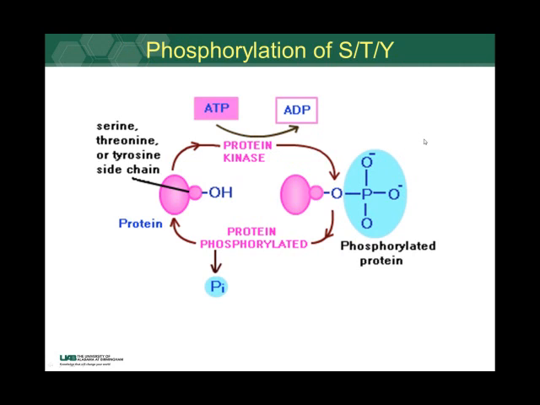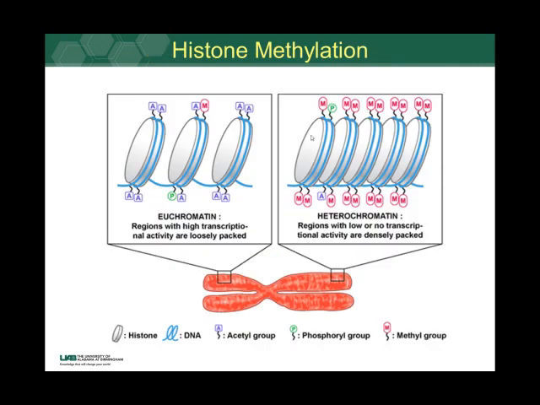Phosphorylation is the addition of a phosphate group to serine, threonine, or tyrosine residues, which can alter the function of a protein tremendously. Methylation can occur on histone protein as well as DNA itself.